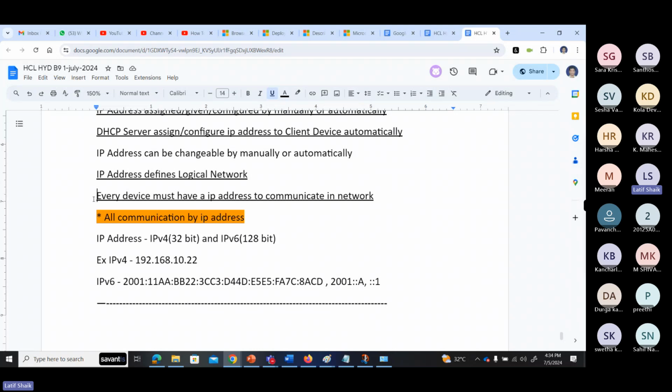You want to send a mail to me. So you must know my email address. I must have an email address first of all. Then if you know my email address, you can send a mail to me, right? The same way, if a device wants to communicate to another device, then both need an IP address. Without an IP address, we can't communicate. All communications are by IP address only.